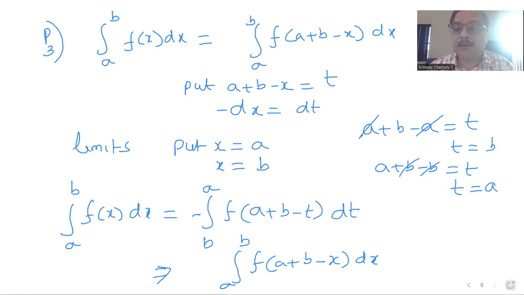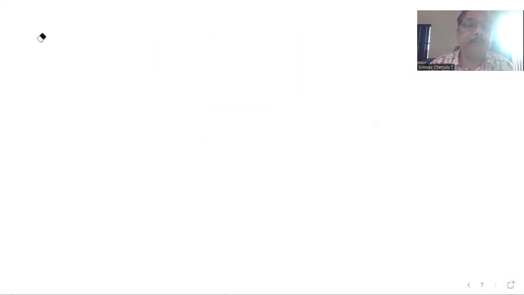Next, hope you understood this. Just take this substitution, differentiate both sides and you get dx and dt. Then limits you apply, get the lower and upper limits, take the sum, then substitute here properly. Next property.